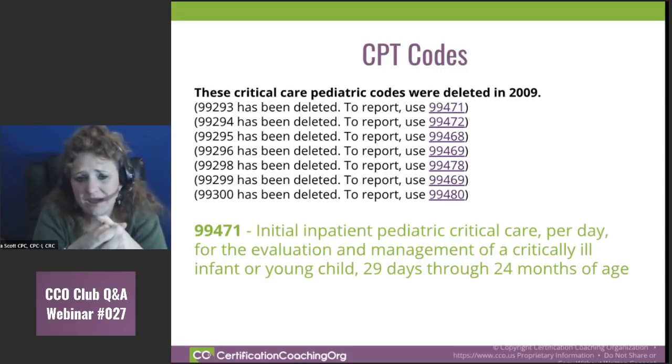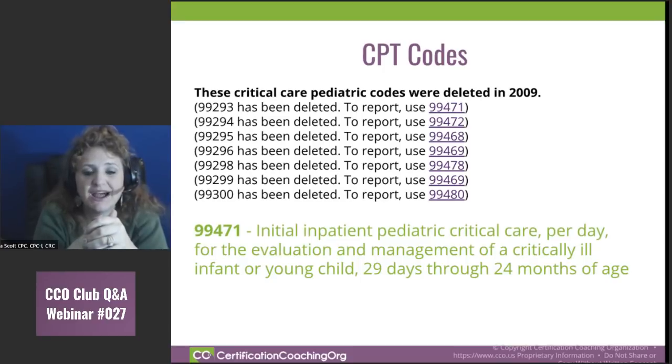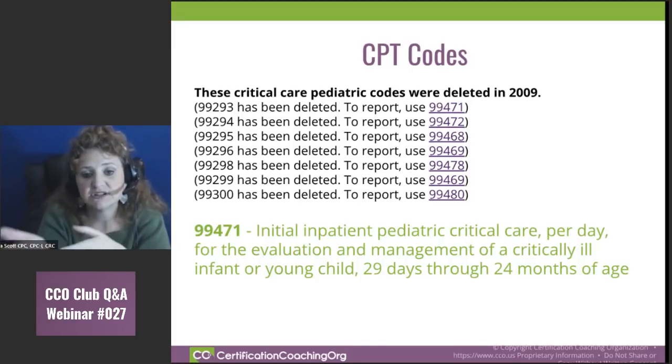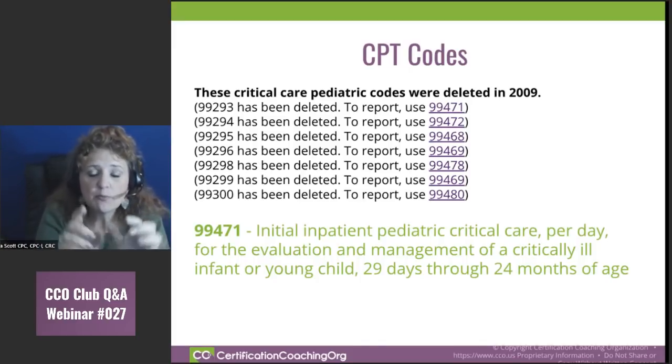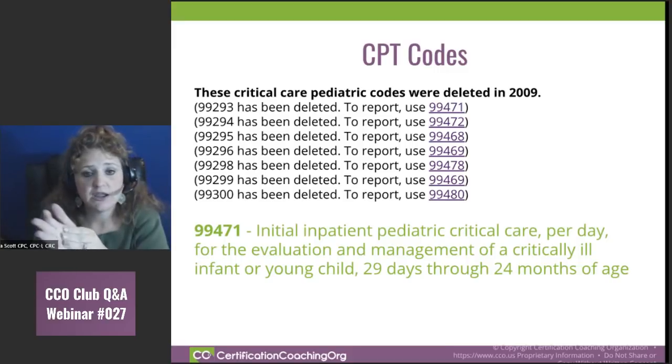If you have an old manual, which you may be able to find, or your encoder, if you put in 99293, I don't even know if it'll come up. It may say that it's not a code. It may come up and say that it's a deleted code and reference 99471. But I wanted you to know how to research this, so I wanted to show you some of the things that you will see when you look at an encoder like Find a Code. This information was in there.